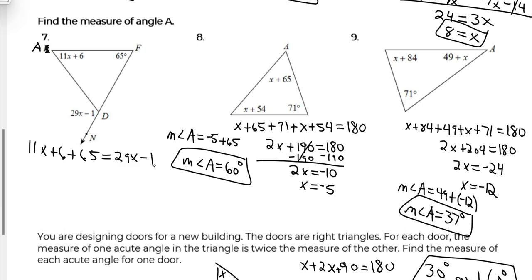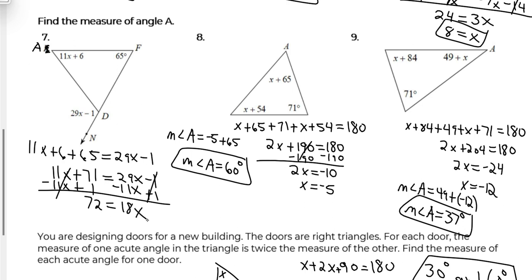Same process, go ahead and combine like terms, get your variable isolated. So 11x plus 71 is equal to 29x minus 1. Next step, I'm going to do two steps in one. I'm going to add the 1 and subtract 11x from both sides. Left with 72 is equal to 18x, with my final answer being x equals 4.